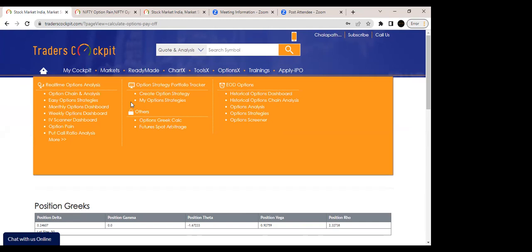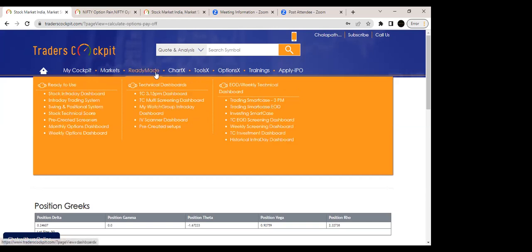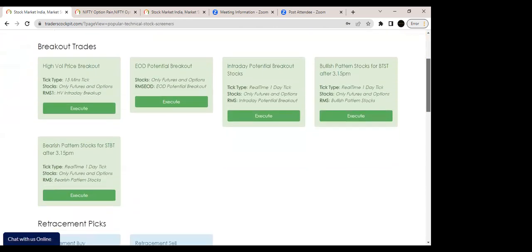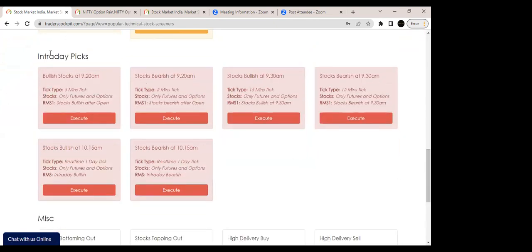Now, let's say some of us are beginners, some of us are still in the learning stage, but still we need to trade in the market. So which things will help them? If you go to the ready-made section and click on pre-created screeners here, as you can see, let's say one guy is an intraday trader. If you scroll down and want to take an intraday, just click on intraday picks and click on stocks bullish at 9:20, stocks bullish at 9:30, or stocks bearish at 9:30.